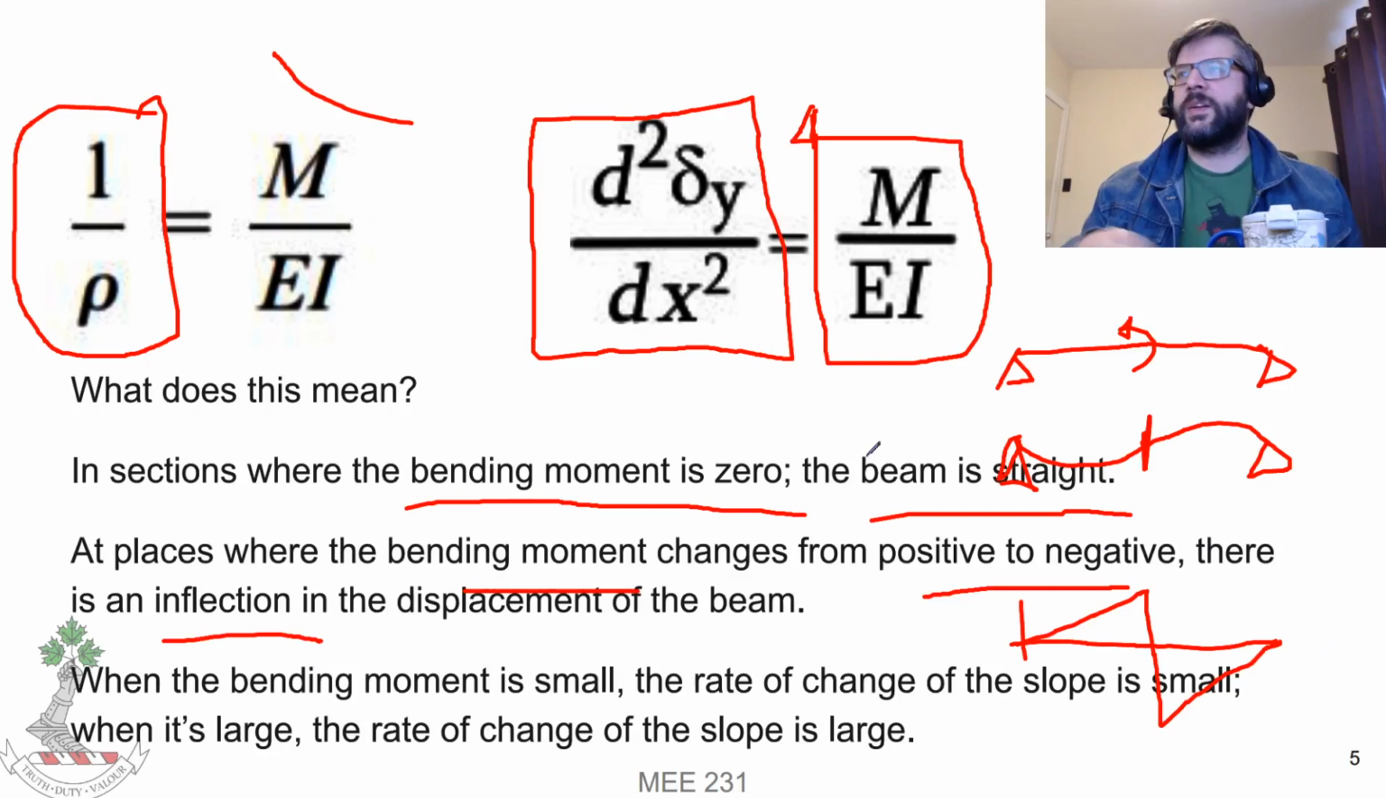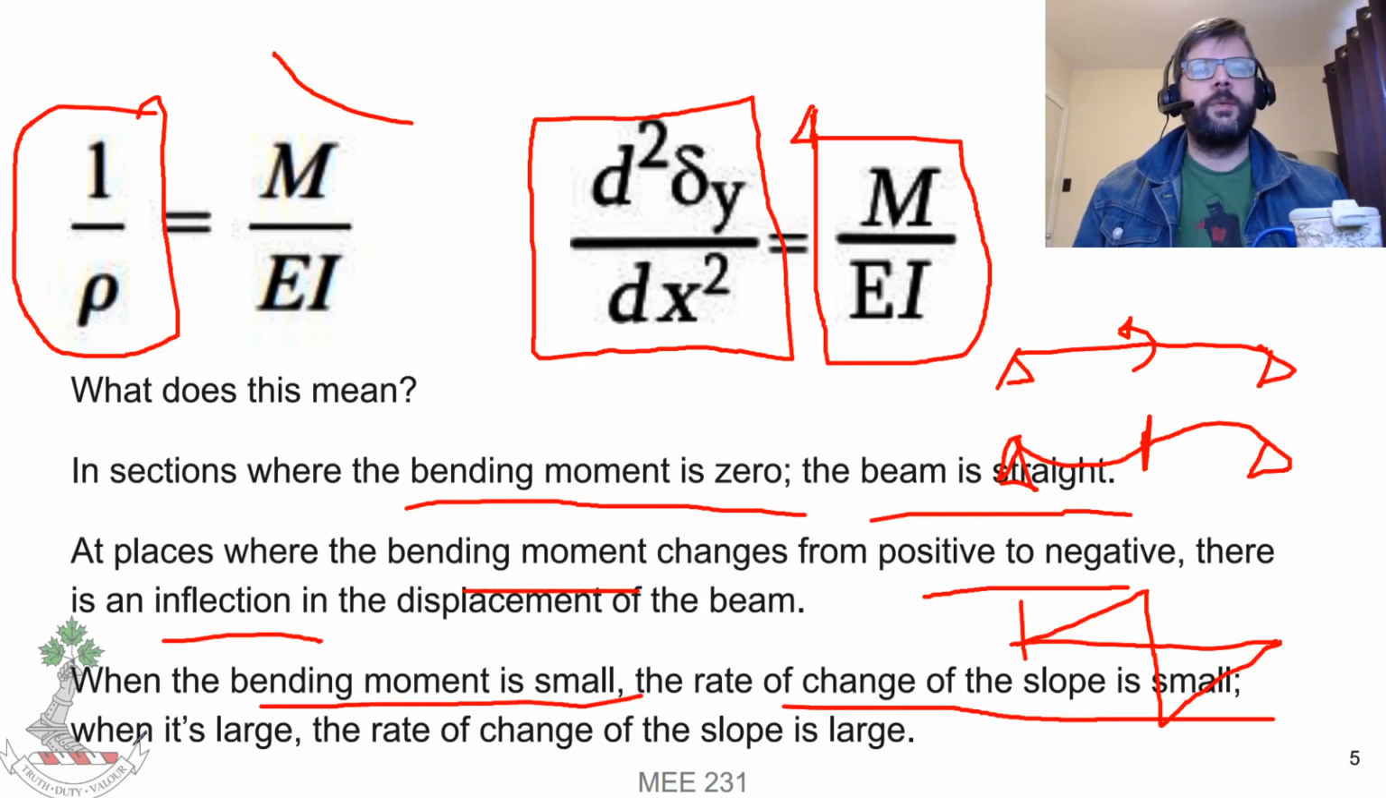So you can tell that by looking at the beam when you graph it. If you sketch a little deformation of the beam, how you expect it to change, that inflection point should line up with where it crosses the x-axis there. And then again, when your bending moment's small, the rate of change of the slope is small. When it's large, the rate of change of the slope is large.